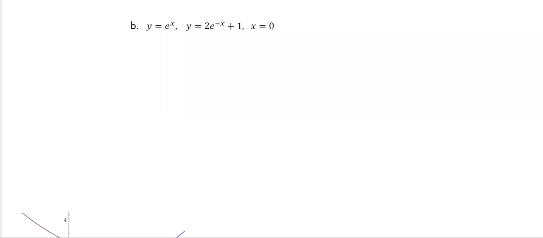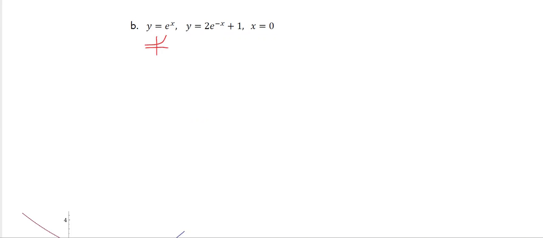Recording. So for part B of number 2, we have the graph. We have to find the region among these three graphs. So y equals e to the power x. The typical graph of e to the x is the exponential graph.